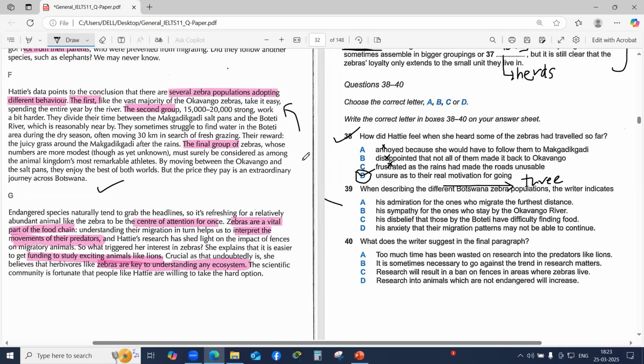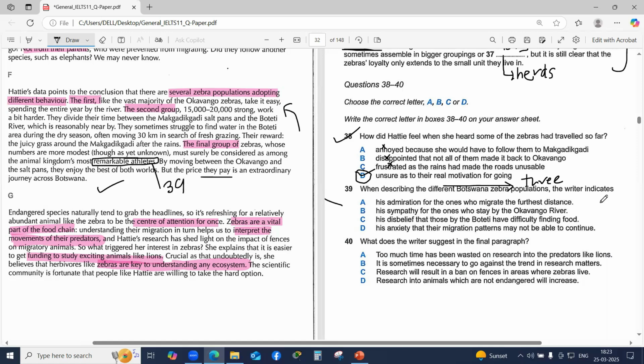It's indicating first group does not travel, spend the entire year by the river. The second group travels for some distances to find food and water. But the third group, she's calling them remarkable athletes. They're moving between Okwango and the salt pans, enjoying best of both the worlds. They have to pay the price because it is an extraordinary journey across Botswana. So third group, she's calling them remarkable athletes for 39.